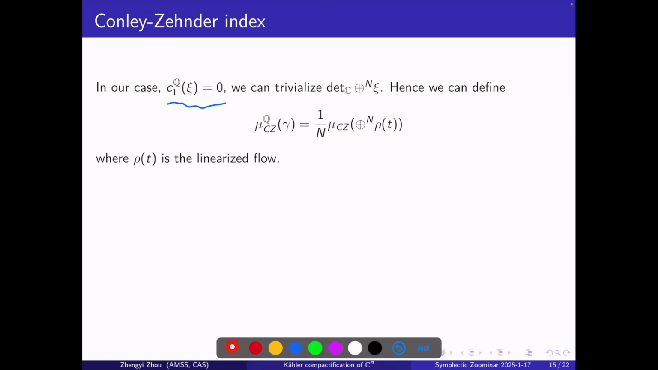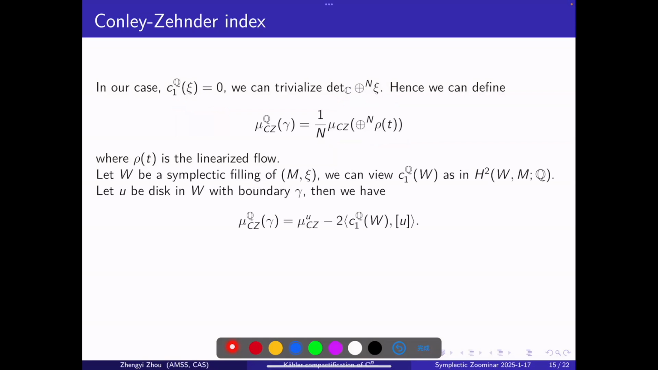Then we can define the rational Conley-Zehnder index as follows. If you have a Reeb orbit and a linearized flow, which is essentially a path of symplectic matrices, you take n copies of it. After choosing this trivialization, the Conley-Zehnder index is well defined, and then you divide by n, which gives you a rational number. This rational Conley-Zehnder index is independent of the trivialization if the homology class of gamma is torsion, which is also the situation we consider.